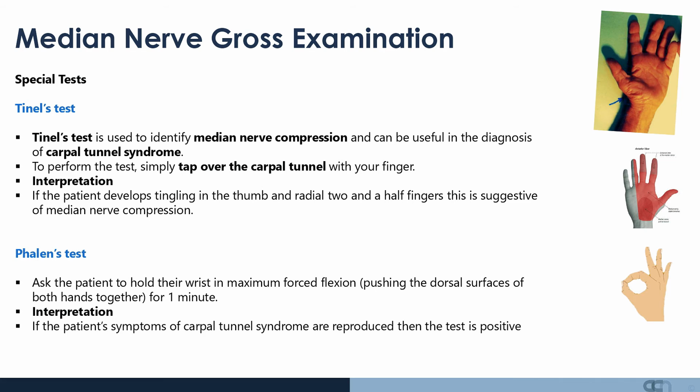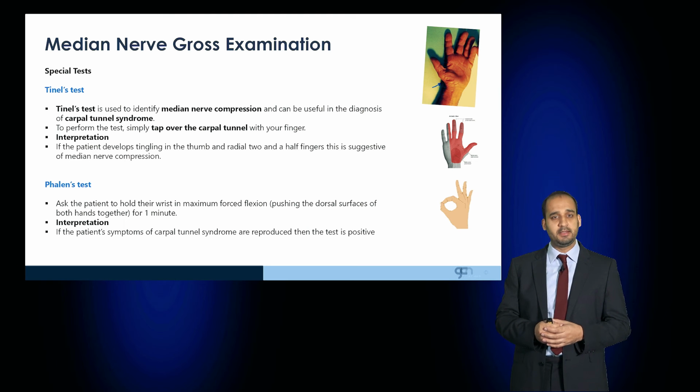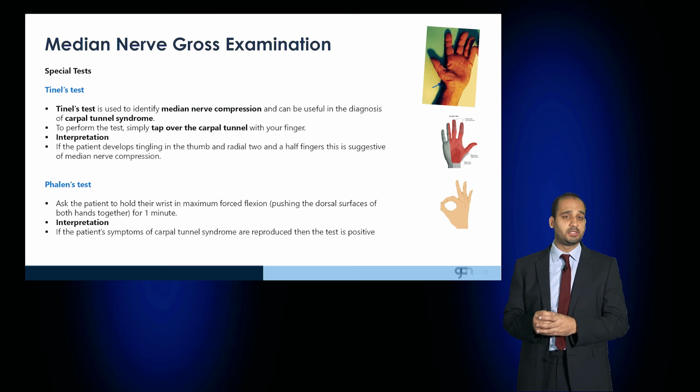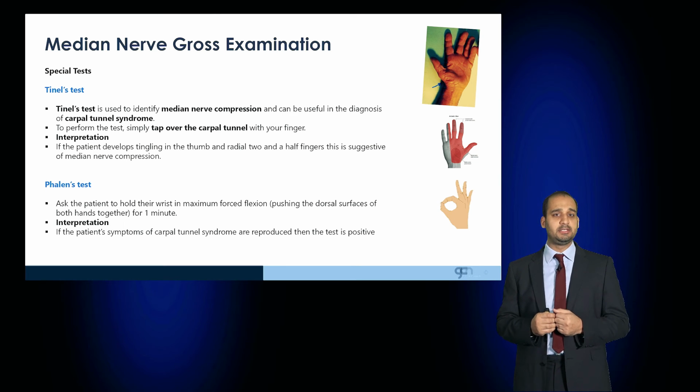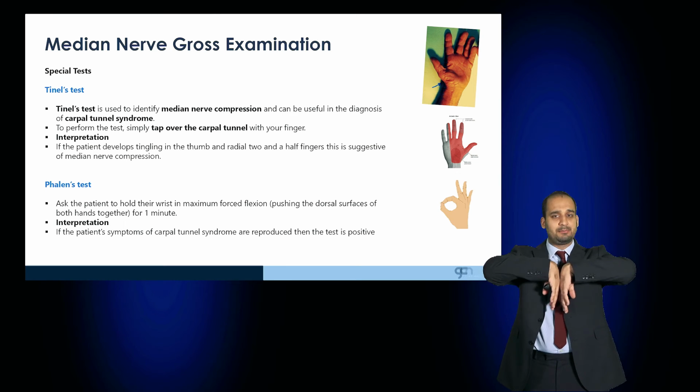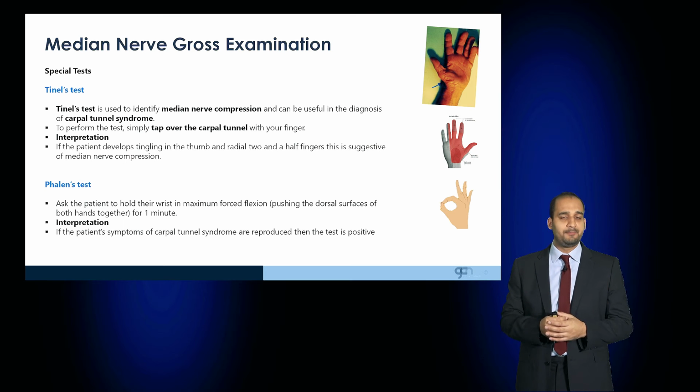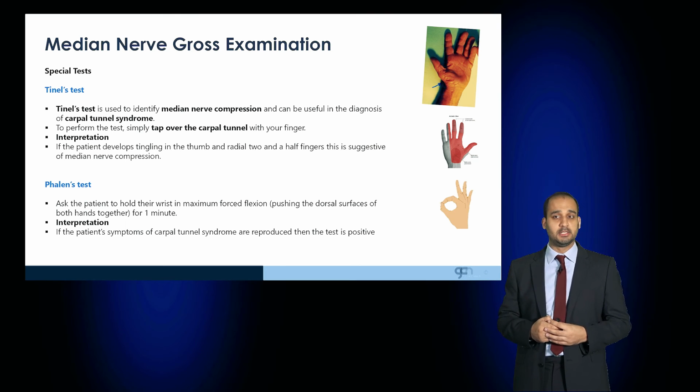Two key tests that can facilitate the diagnosis of carpal tunnel syndrome or median nerve damage are Tinel's test and Phalen's test. Tinel's test: tap over the median nerve over the carpal tunnel, and if this reproduces the signs and symptoms, particularly tingling in the thumb and the radial 2.5 fingers, this suggests median nerve compression. Phalen's test is where the patient is asked to hold their wrist in maximum forced flexion for a minute, and if this reproduces the signs, then this is suggestive of carpal tunnel syndrome.